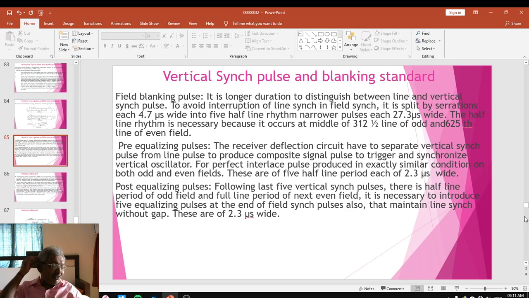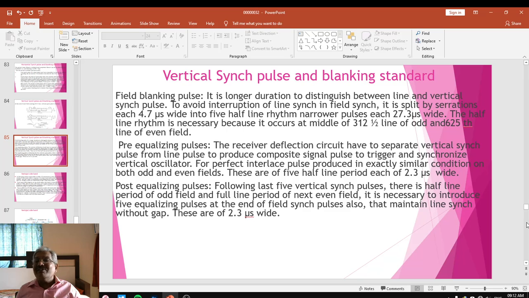Their role is to synchronize the vertical scanning and also to keep the screen blank during the vertical retrace period and to interlace two fields with each other. That is being done by means of the vertical sync pulses and also the respective blanking pulses. So that's all about the vertical sync pulse and also the blanking standards.